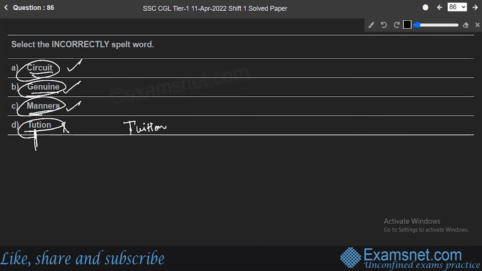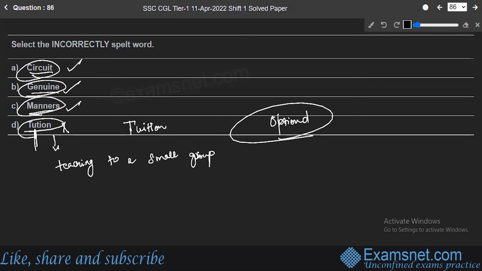It means teaching, especially to a small group of people. Teaching to a small group of children, of people, or whatever. So this option D is the correct answer.